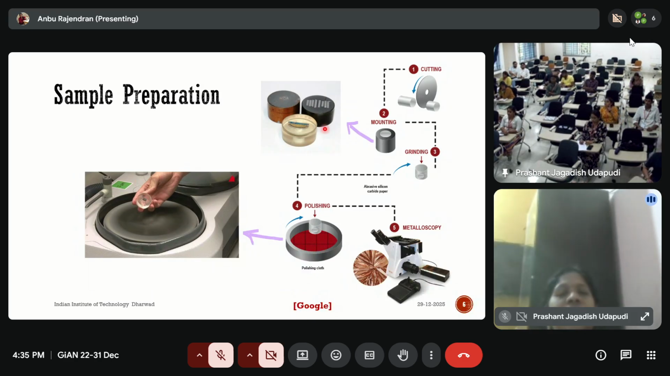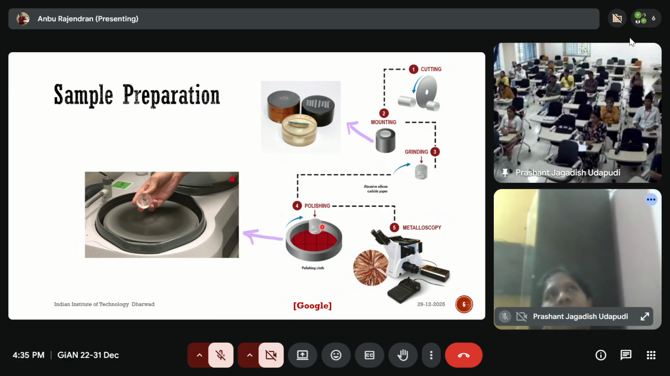It is not restricted only to fine samples. Even a bulk sample, which can fit within the size of the mold, can be mounted before going for sample preparation. Once it is mounted, it is supposed to be polished well through multiple steps by using emery sheets.